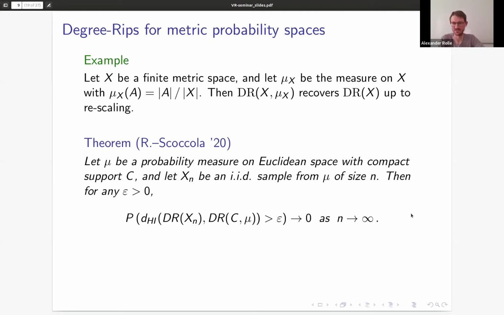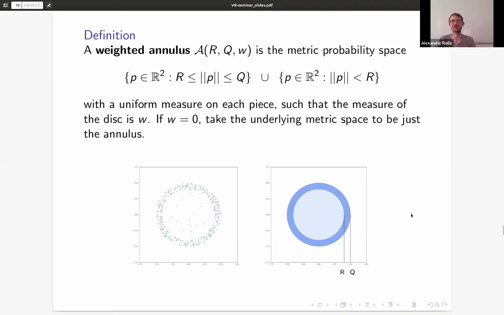And so I'm going to talk about an example next that'll maybe make that a little bit clearer. Okay, so with this in mind, we can now go back to the example of these point clouds we saw earlier and approach it in a different way. I'm going to define a weighted annulus, A_{R,Q,W}, to be this specific metric probability space. I take the annulus with inner radius R and outer radius Q.